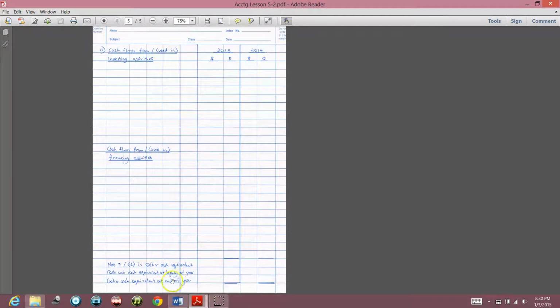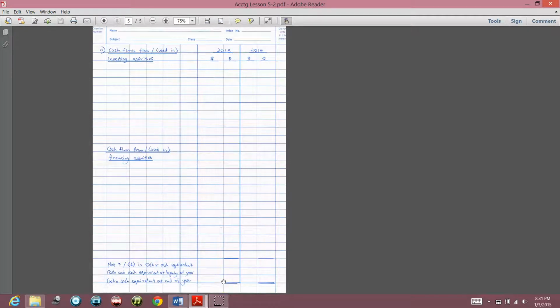Okay, so then here I will put net. This arrow up means increase slash bracket decrease in cash and cash equivalent. So whether it's a net increase or decrease in cash, okay? Plus your cash and cash equivalent at the beginning of year will be equal to your cash and cash equivalent at end of year.